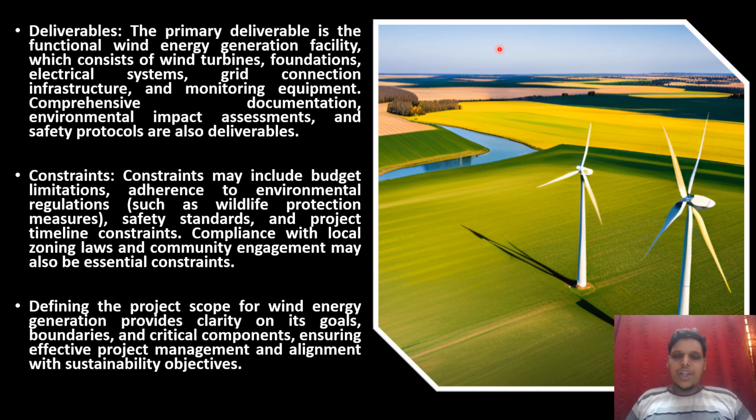Constraints. Constraints may include budget limitations, adherence to environmental regulations such as wildlife protection measures, safety standards, and project timeline constraints. Compliance with local zoning laws and community engagement may also be essential constraints. Defining the project scope for wind energy generation provides clarity on its goals, boundaries, and critical components, ensuring effective project management and alignment with sustainability objectives.